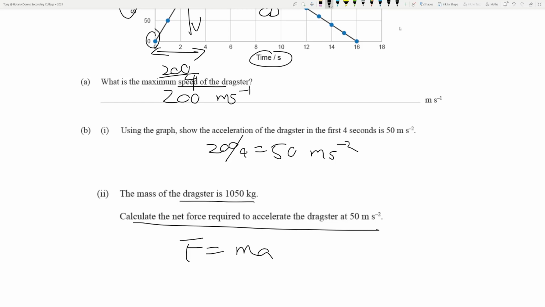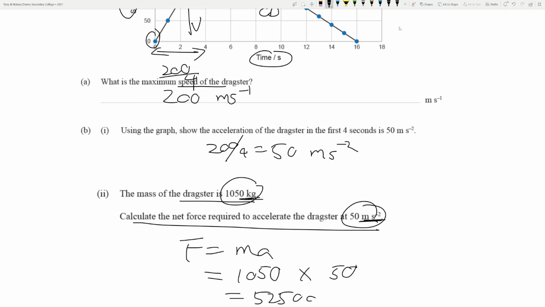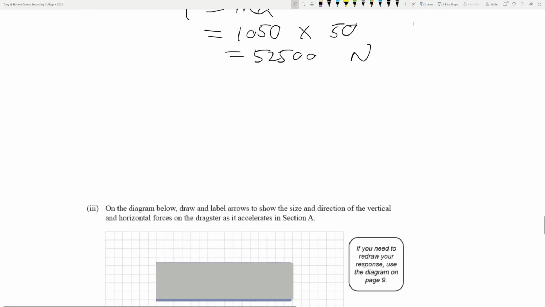So this is where all the trick is. Find the formula and substitute numbers in, and then you will be successful in NCEA level 1 science. Okay, so mass is right here, 1050. Acceleration is right here, 50. And then you may go, so how do you know this is acceleration? This is where you need to look at the units. This is where your basic understanding will come in. So this will give us 52500 newtons.